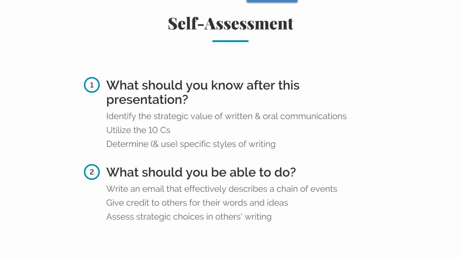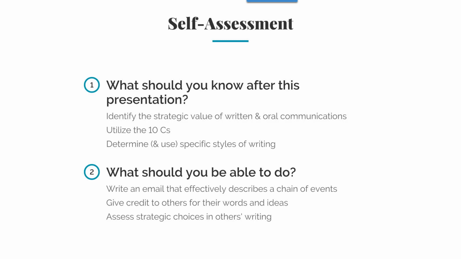And what should you be able to do with all of this? You should, at this point, be able to write an email that effectively describes a chain of events. So you can lead an audience through step by step what has happened, why it has happened, and what should happen next. You should be able to give credit to others for their words and ideas. We've discussed this some already, but be aware that in a business, you always want to treat other people with respect, treat their information and their ideas with respect, and make that part of who you are.